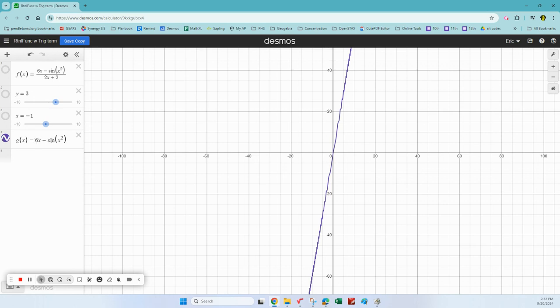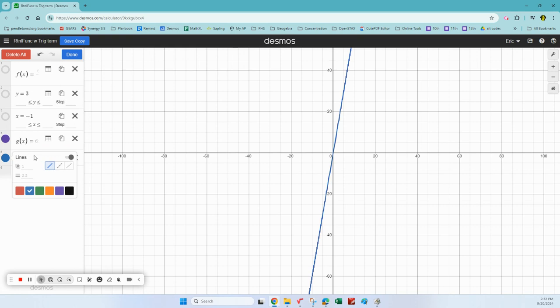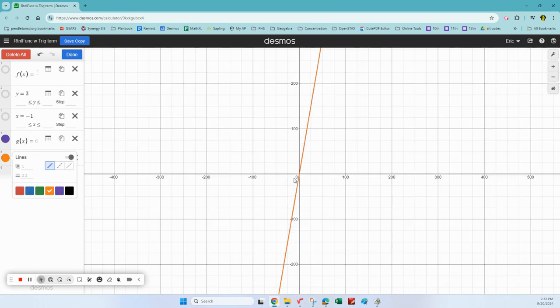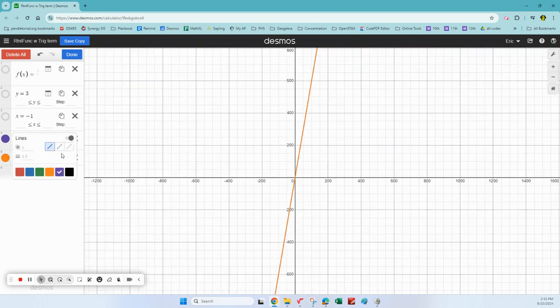Just the purple one, 6x minus sine of x squared. It's going to look like 6x, right? Because as x gets really big, 6x is going to be huge, sine x squared is going to be tiny, right? So if we graph y equals 6x, well, look at that. Let's make that orange. I mean, you can't tell any difference, right? The sine x doesn't contribute when x is really big. Okay? Make sense? Okay.